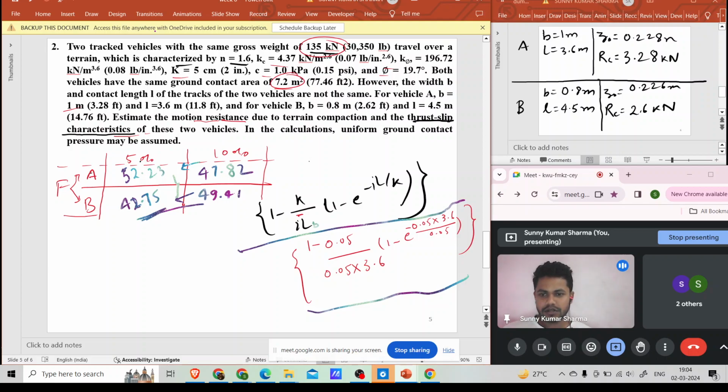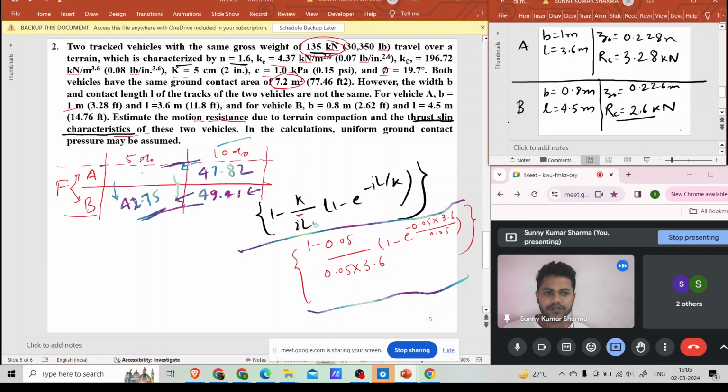Okay, one thing you can conclude from here is that vehicle A, whatever thrust you are getting, see, at 10% slip you are getting more thrust for vehicle B, but at 5% slip you are getting more thrust for vehicle A. This cannot be possible. There is a mistake in the calculation process. For vehicle B, it will be higher.